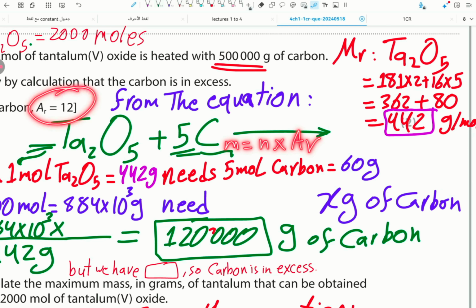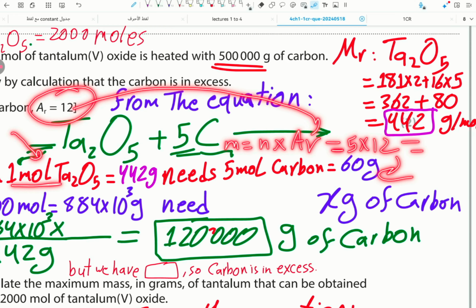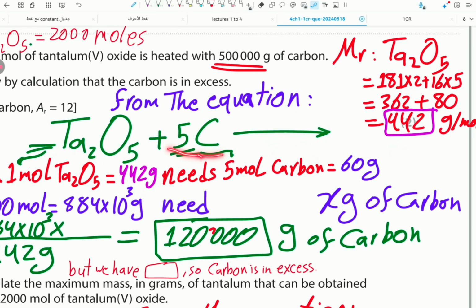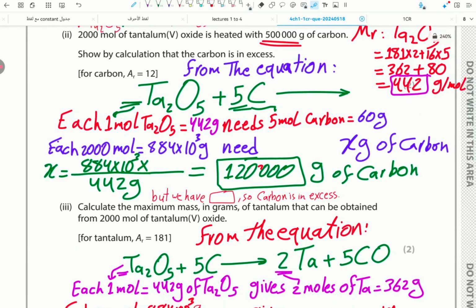And we see that AR is 12, so it is 5 multiply 12. So theoretically, each 1 mole of tantalum oxide, which is 442 grams, needs 5 moles of carbon, which is 60 grams. But we don't need theoretically, we need practically here. How much do we have? We have 2,000 moles of tantalum oxide.